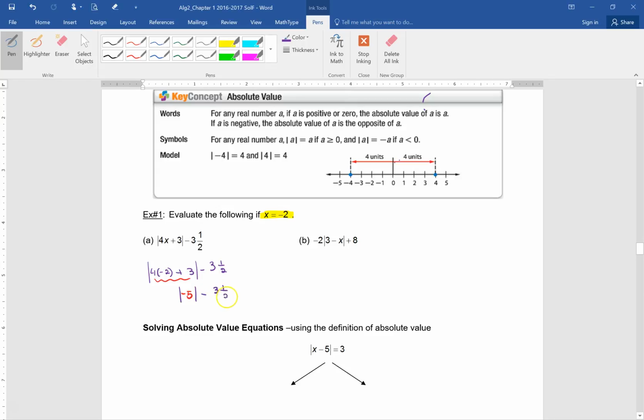minus 3.5. So what's -5 in absolute value going to give me? 5 minus 3.5. And how much is that? 1.5. Right. Okay. And I can either write 1.5 like that, or what else can I write? 3/2, right. Okay. All right.